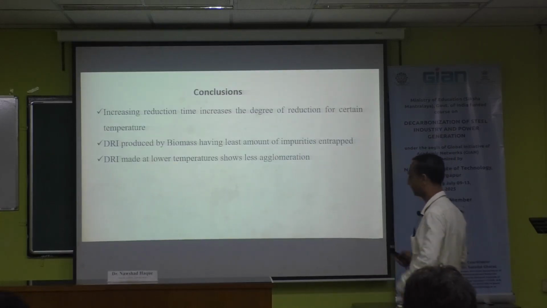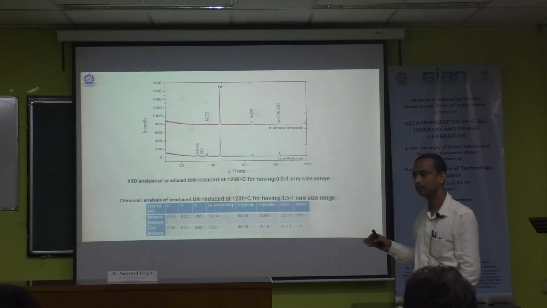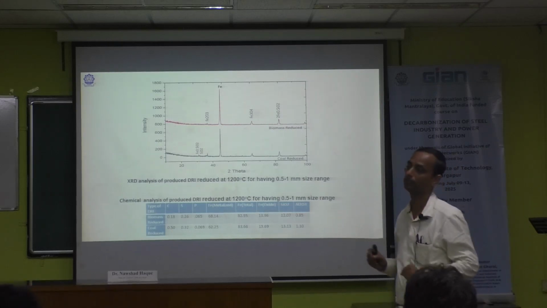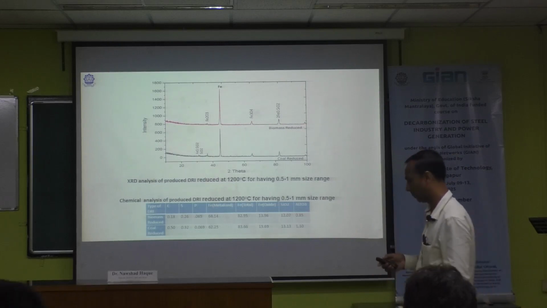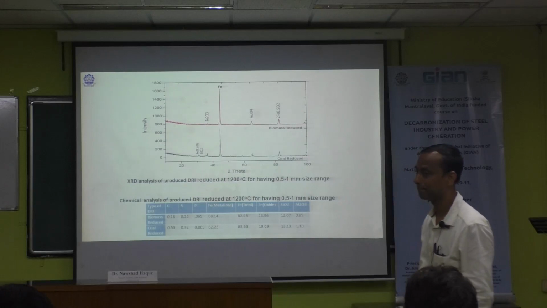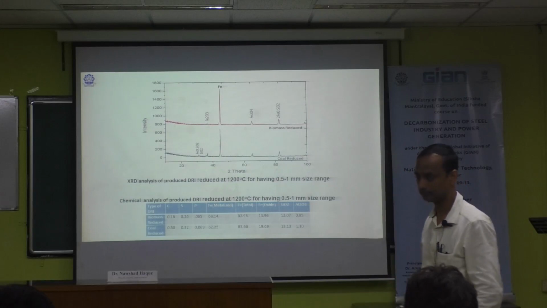So what is the time of reduction? This one, biomass reduction, is at 1200 degree centigrade temperature. Holding time means after achieving the temperature of 1200 degree centigrade, hold for completion of the reaction. After that you take out the sample. Will it form a nugget or just the DRI? This is DRI, meaning pellets. Correct.